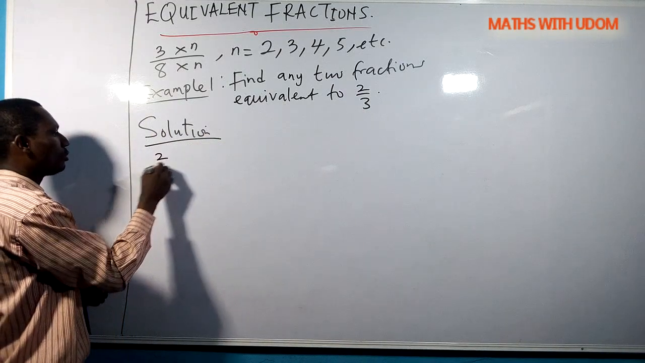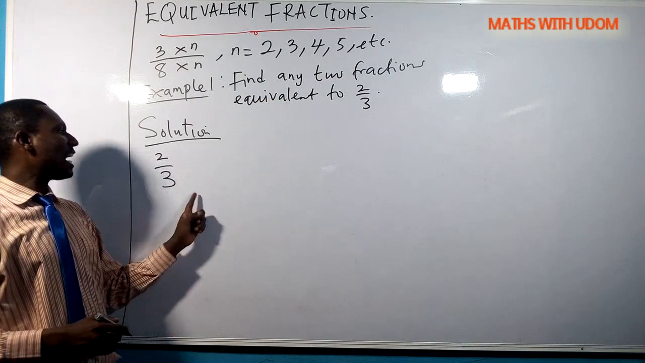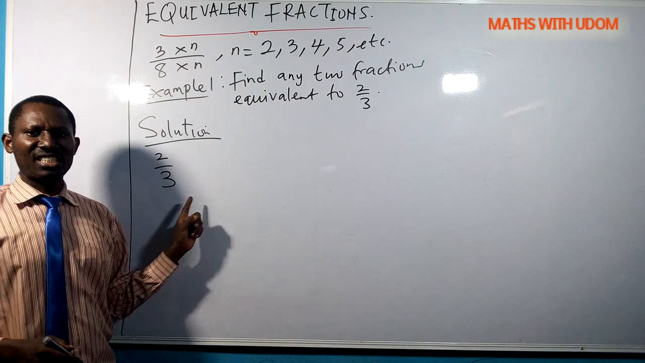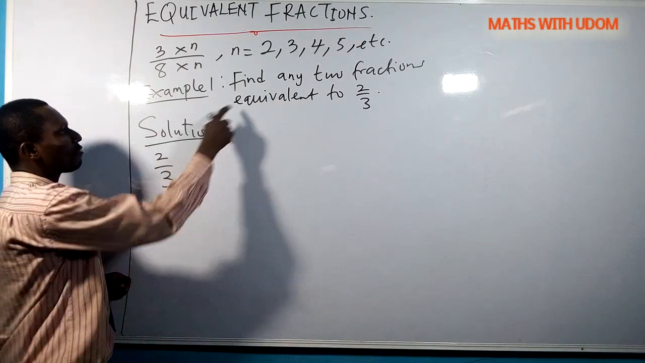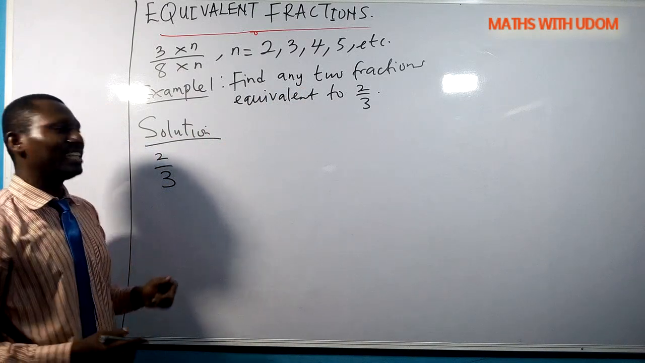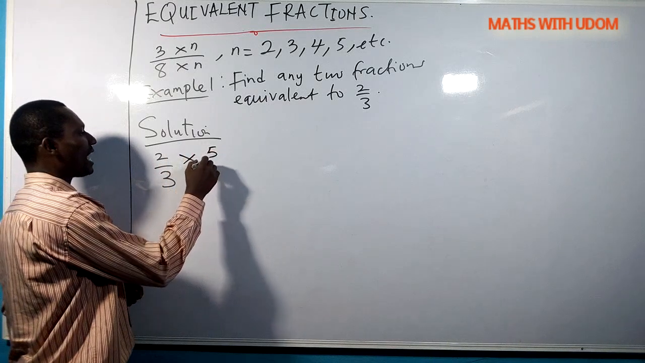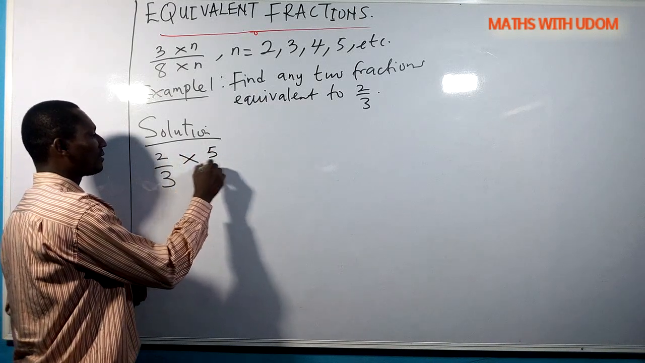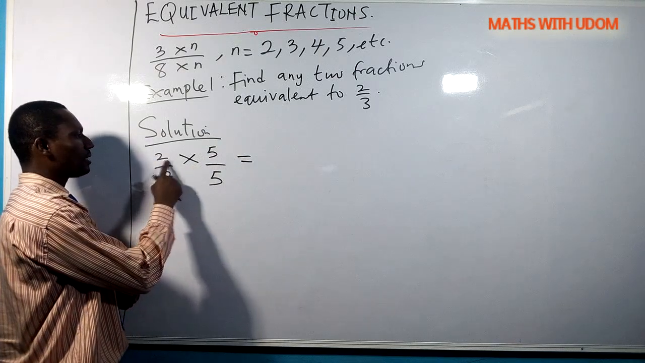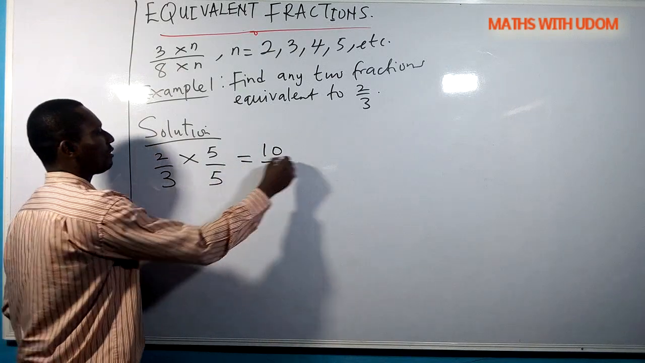So we are given 2 divided by 3. All we need to do is to multiply the numerator and the denominator by a common factor, the same number. I'm going to use any two numbers to multiply them, and the number must be a whole number. Let me multiply both numerator and denominator by 5, that is 5/5. And that will give us 2 times 5, 10, then 3 times 5, I have 15.